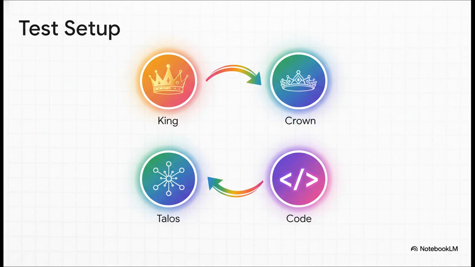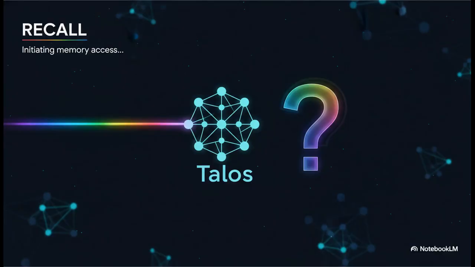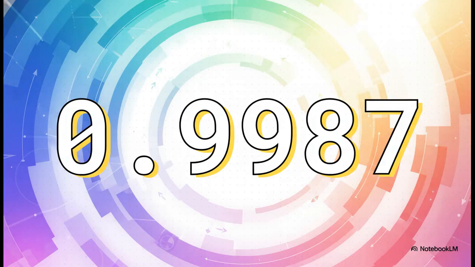So here's the setup. The script creates vectors for 4 different ideas: king, crown, Talos, and code. Then it teaches the memory 2 simple facts. Fact 1, king goes with crown. Got it? Fact 2, Talos goes with code. Easy enough. And now for the moment of truth. In just a single line of code, the test gives the memory the Talos vector and just asks, hey, recall what's associated with this. And the result is, well, it's incredible.